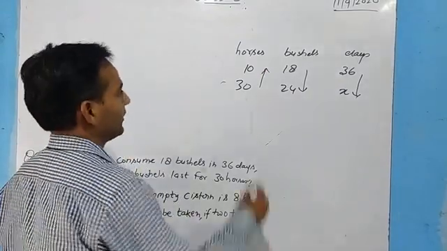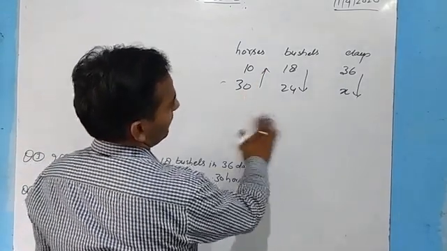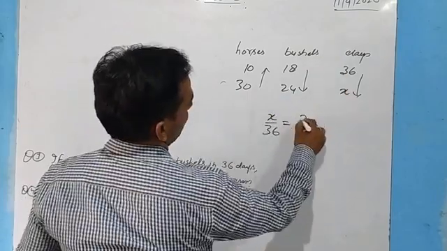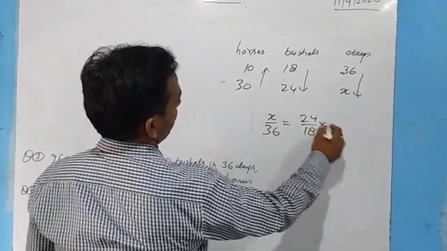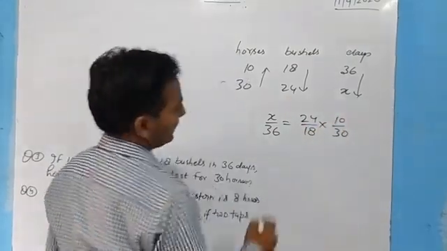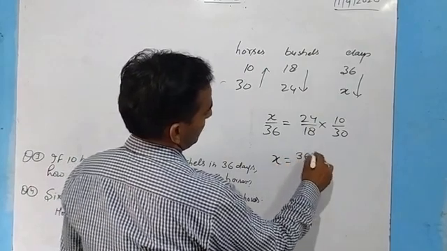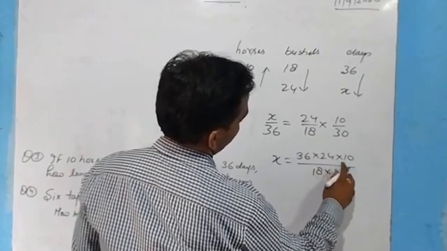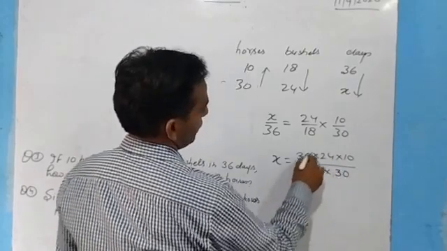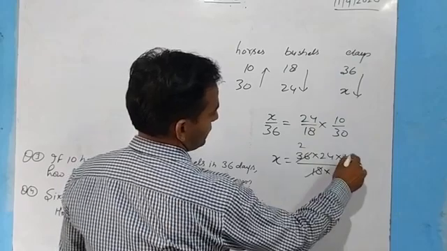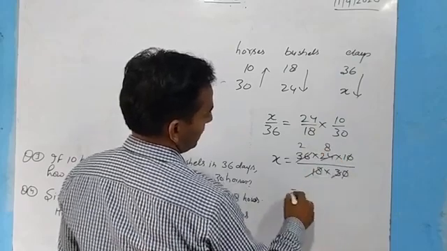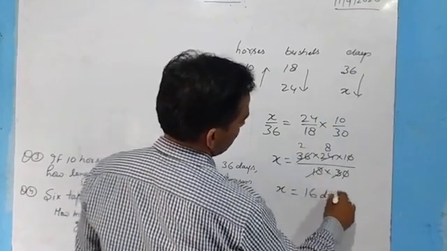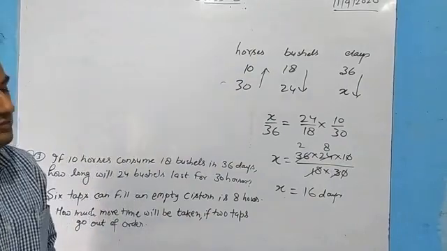I hope all of you are getting me. Now x upon 36 is equal to 24 upon 18 multiplied by 10 upon 30. x is equal to 36 into 24 into 10 upon 18 into 30. 18 2s are 36, the zeros cancel, 3 8s are 24, 8 2s are 16. So x is equal to 16 days the horses will be eating.